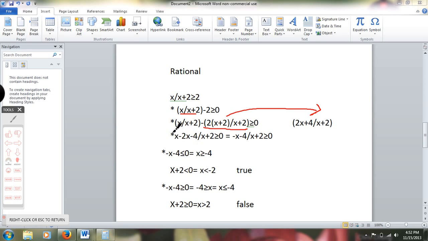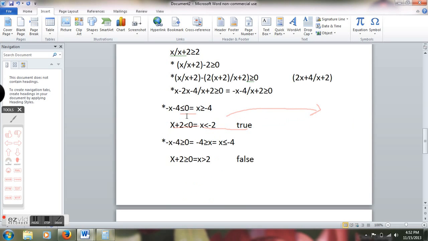Let's combine these together. This will equal x minus 2x minus 4 over x plus 2 is greater than or equal to 0. Simplify it even more, that equals negative x minus 4 over x plus 2 is greater than or equal to 0. Now, there's two ways of doing this. There is positive and negative.